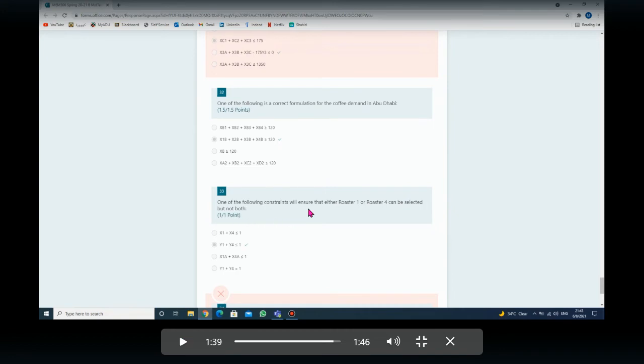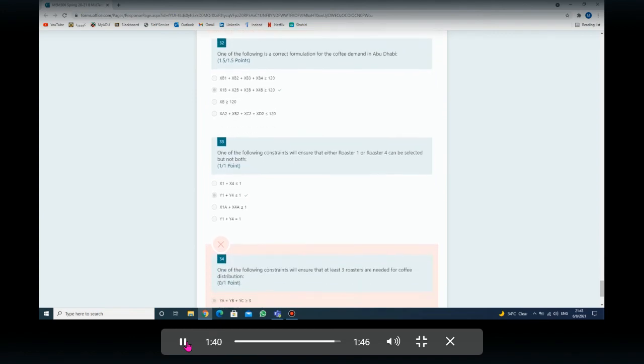Next: one of the following constraints will ensure that either roaster 1 or roaster 4 can be selected, but not both. So either 1 or 4. Immediately you can see the second one, y1 plus y4 less than or equal to 1. If both of them are selected, then it will be 2 less than or equal to 1, which is wrong. So obviously B is the answer. Directly we can observe that. So that is 33.